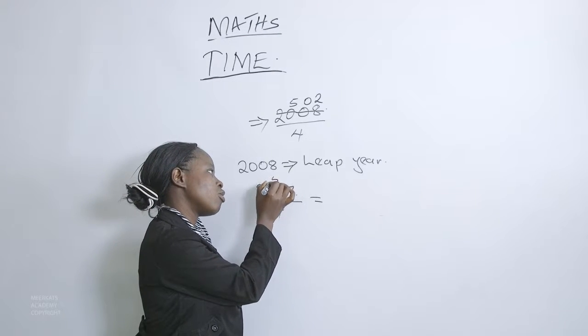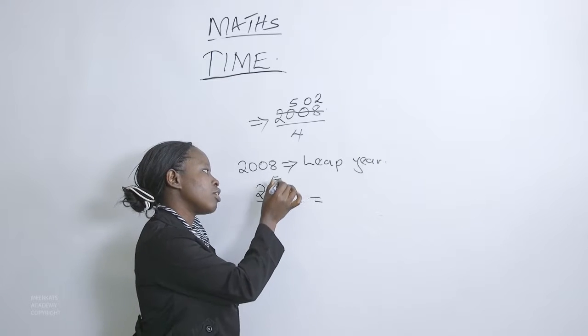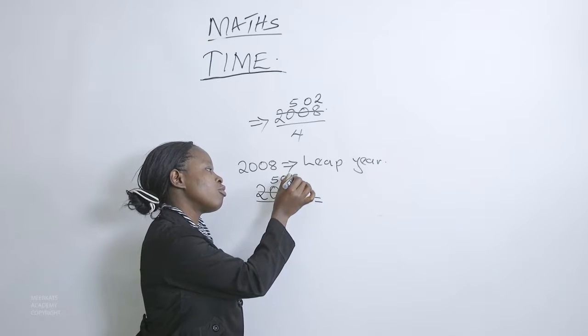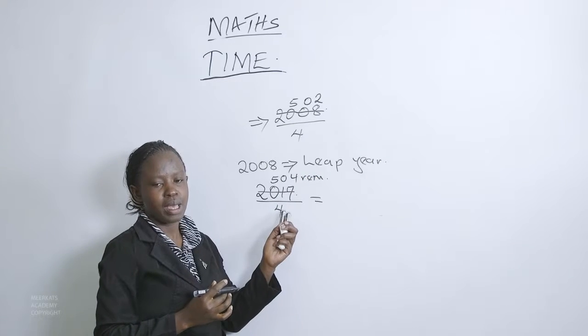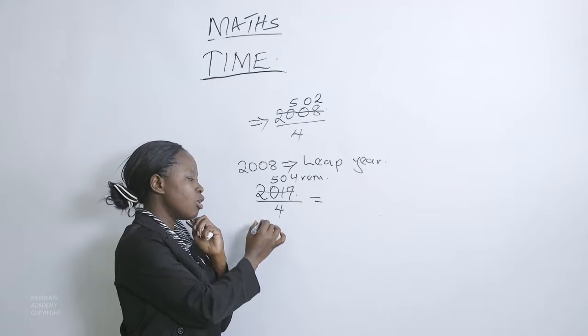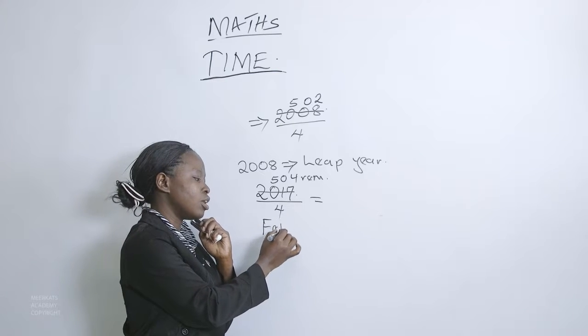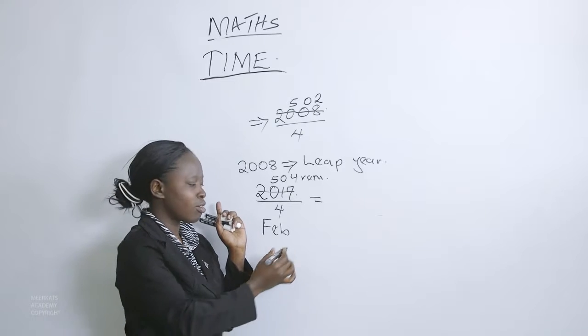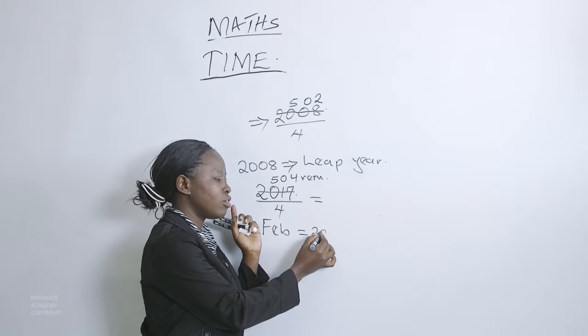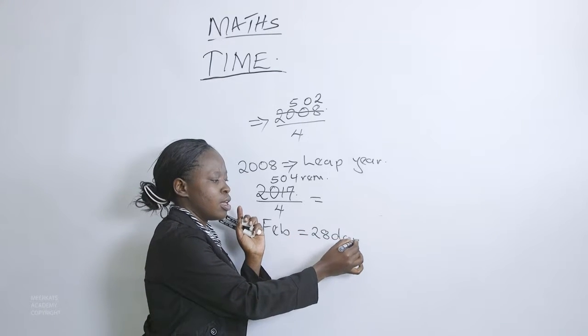2017, so 4 into 25, 0, 4, and we have a remainder, meaning that this is not a leap year, it is an ordinary year. So after knowing that this is an ordinary year, then it means February in 2017 had 28 days.